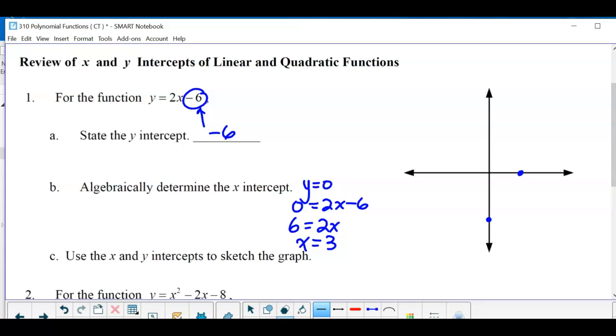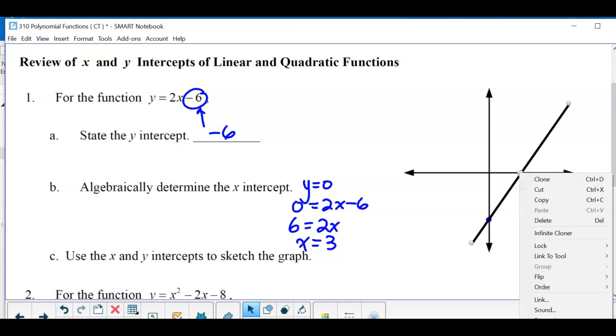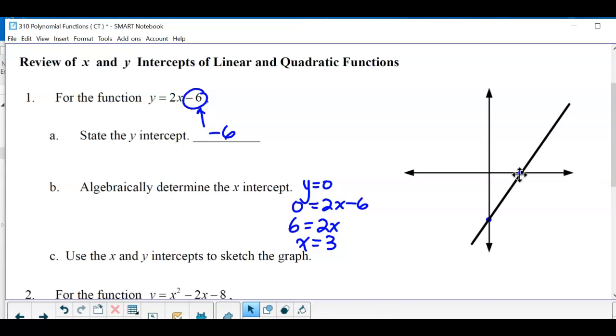So it says sketch the graph. So I'm not putting a scale on it. I just need to put arrows. Okay. So x is 3, this is negative 6, and that's it. Okay.